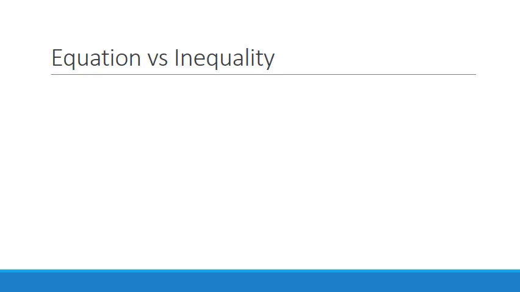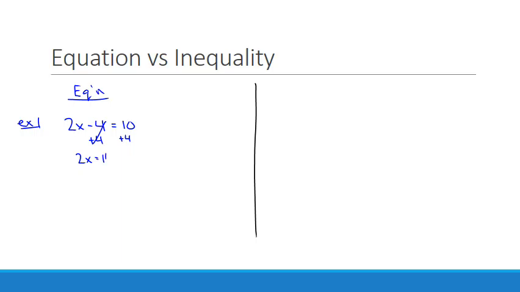First thing I want to talk about is an equation versus an inequality. So, let's just draw a line down the middle here. An equation. An example of an equation would be 2x minus 4 equals 10. In the equation, you solve for x. So add 4. 2x equals 14.